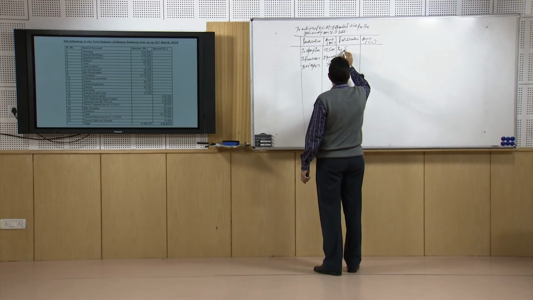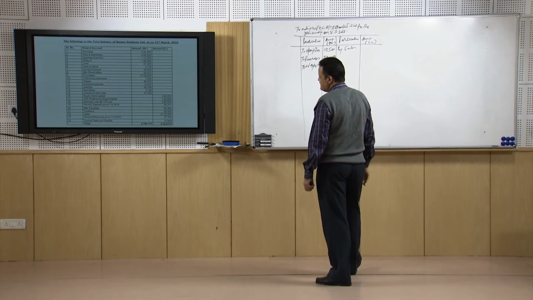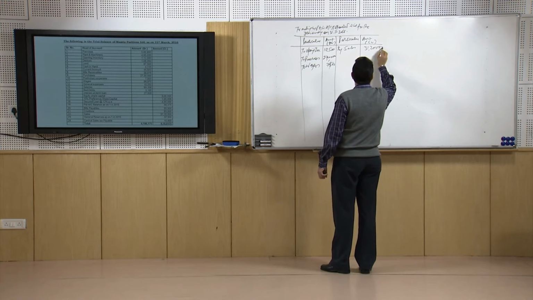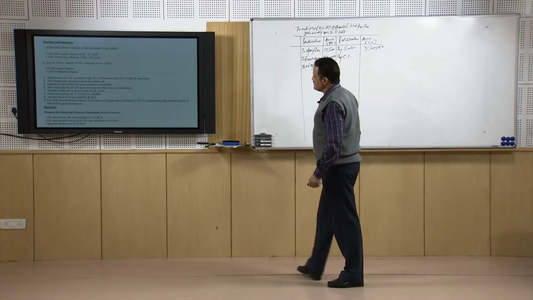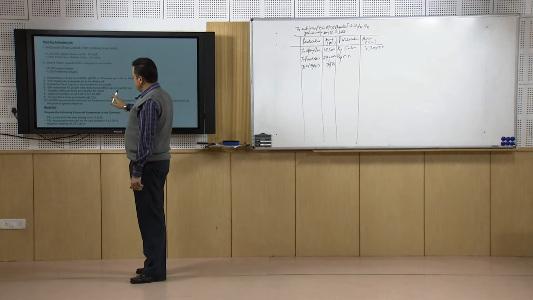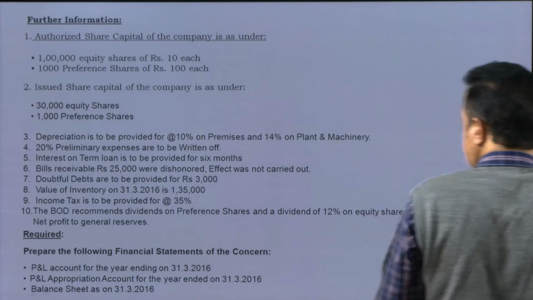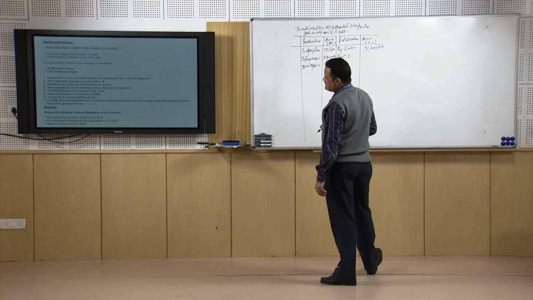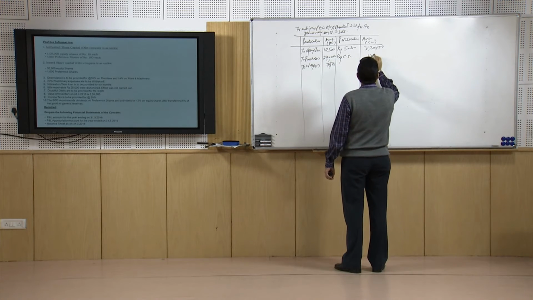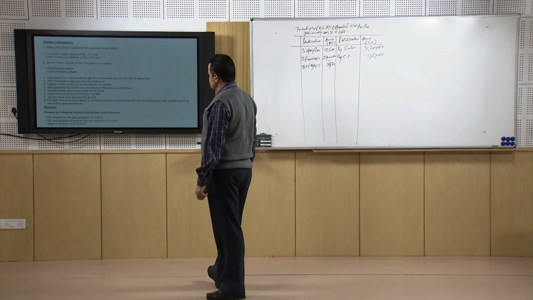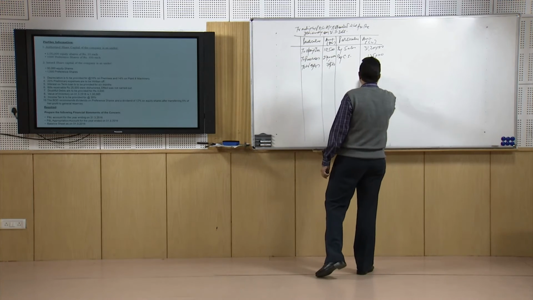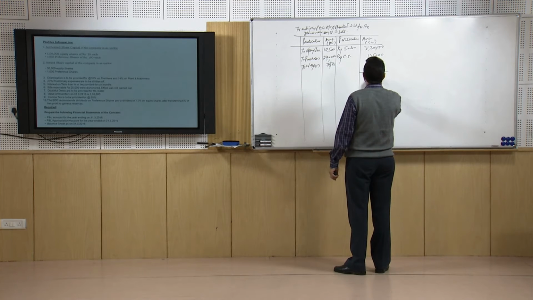By sales, this amount is 31 lakh 20 thousand, and then we will go for the closing stock, that is by closing stock. If you look for the closing stock, it is given somewhere here, the value of inventory on 31st March 2016 is 1 lakh and 35 thousand. Or is there any adjustment? Share capital, depreciation, preliminary expenses, interest, bills receivable, doubtful debts, value of inventory, income tax, nothing is there. So now I think we can easily calculate the gross profit or loss. The total is 32 lakh 55 thousand.